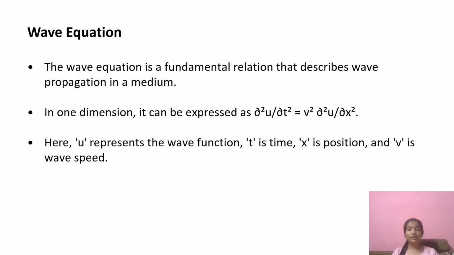Coming to the wave equation, it is a fundamental relationship that describes wave propagation in a medium. In one dimension, it can be expressed as ∂²u/∂t² = v² ∂²u/∂x². Here, u represents the wave function, t is the time, x is the position, and v is the wave speed.